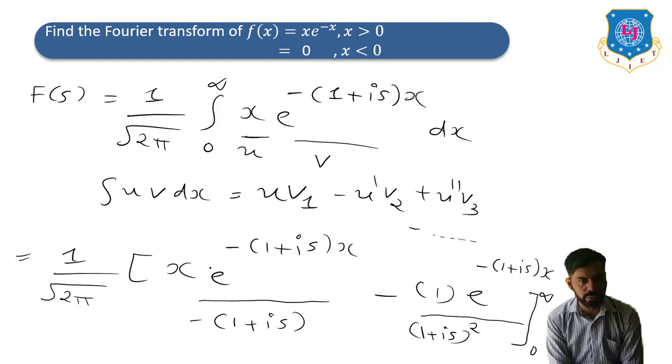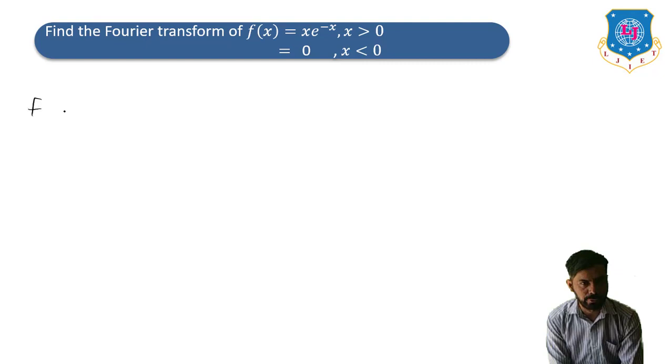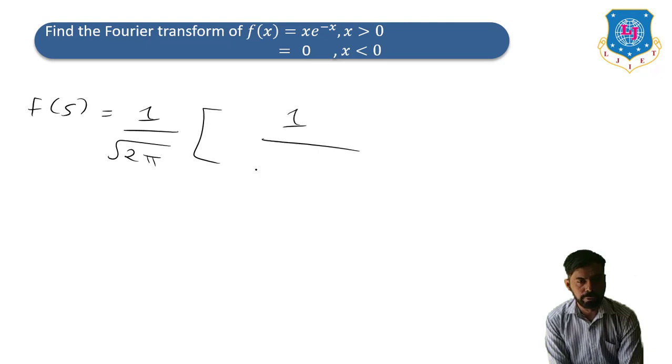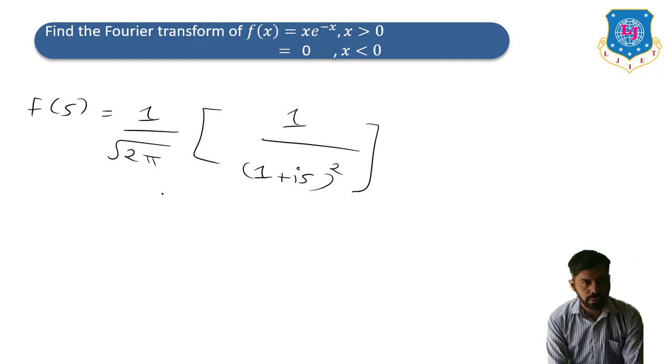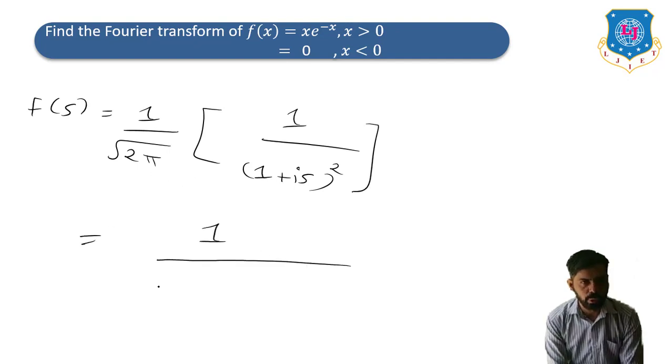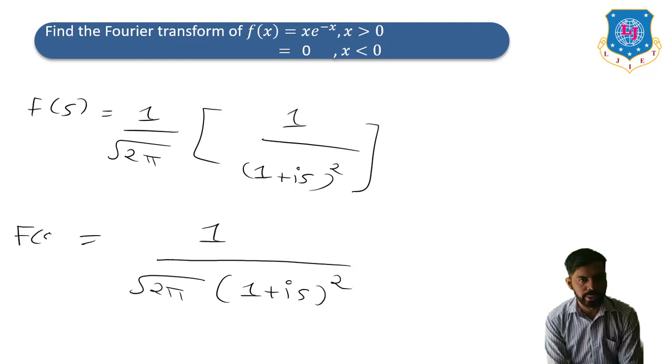So if we put x equal to 0 in this term, then this term will become 0, and here e raised to 0 is 1, and minus minus will become plus. Okay, because one extra minus will come for the lower limit. So this will be f of s is equal to 1 over square root 2 pi into 1 upon 1 plus i s whole square. Okay, so this can be written as 1 over square root 2 pi into (1 plus is) whole square. So this is the Fourier transform of function f of x.